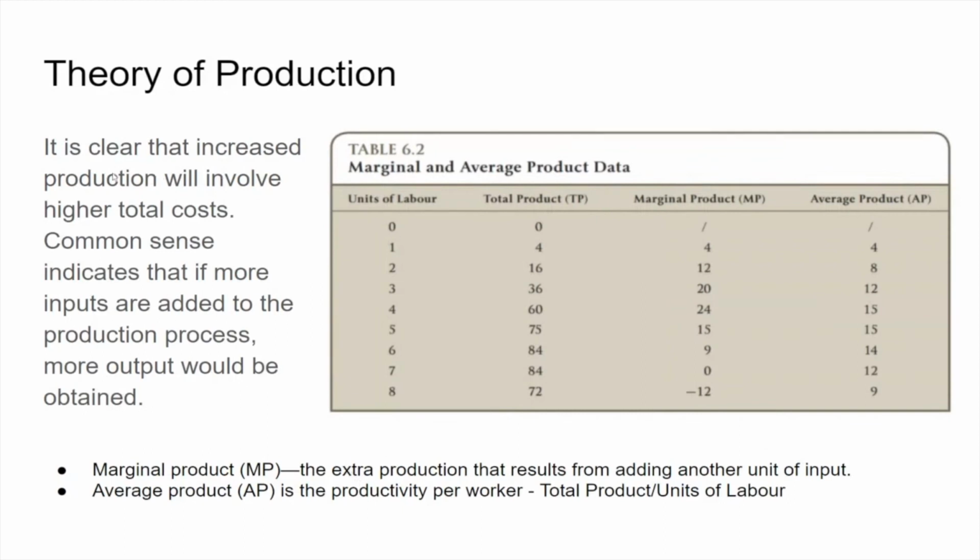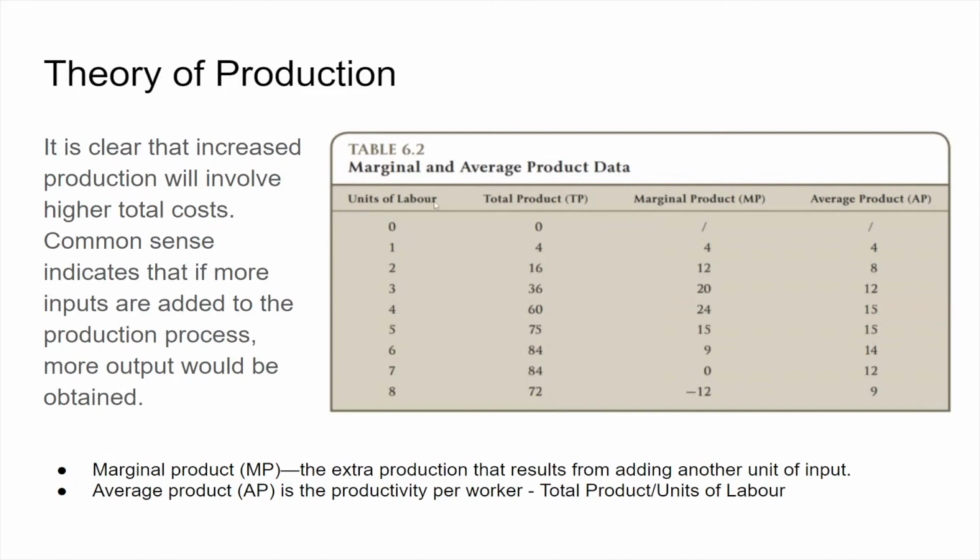So here, for example, is a little bit of a demonstration of how the division of labor works in order to reduce costs, okay? It is clear that increased production will involve higher total costs. When you make more, it's going to cost you more to make them, right? No problem there. I think that's understandable. Now, the trick is, common sense indicates that if more inputs are added to the production process, more output will be obtained. But the trick is, the cost per unit will drop.